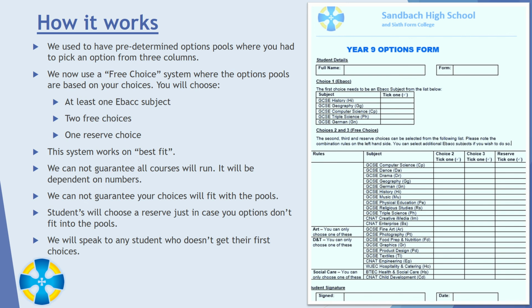And it works on what we call a best fit system. So what happens there is all of the students' option choices go into our system. We click a button and it will generate the best possible fit for that year group, which means we can't guarantee, 1, all courses will run. It'll be dependent on numbers being viable, and that the students' choices will actually fit into the pools. The vast majority it will, but there will be exceptions there. We get the students to put a reserve in just in case the options don't fit the pools, but we will speak to every student who doesn't get their first choices to make sure we give the right advice there.